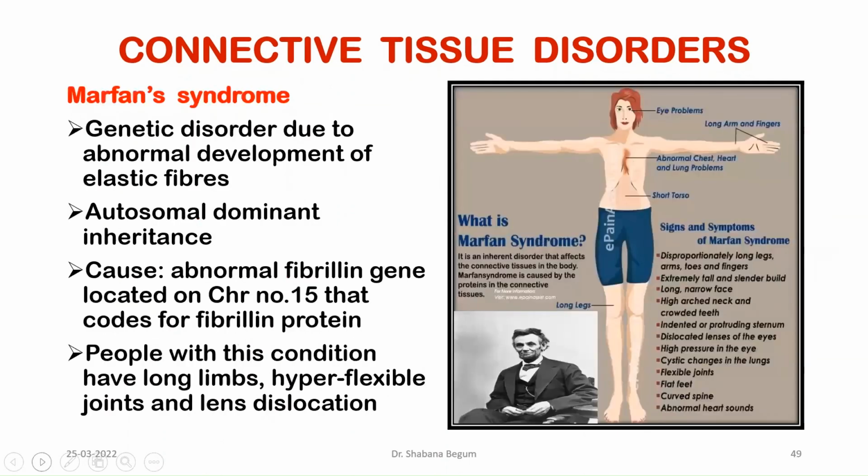Next is Marfan syndrome. It is due to the abnormal development of the elastic fibers. It is also an autosomal dominant disorder. There is a defect in the synthesis of the fibrillin protein. And individuals with this disorder have long limbs, long arms, legs, and they have hypermobile joints, and there is also dislocation of the lens.